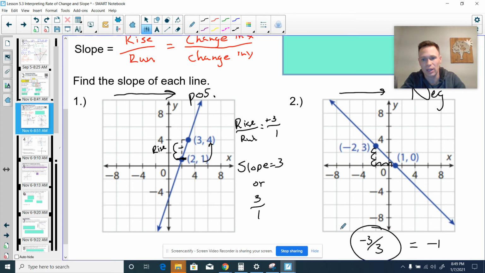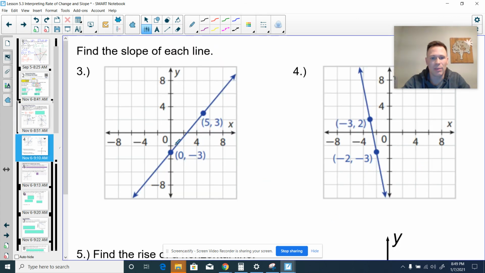So when we count on a graph, we count our rise going up or down. If it goes up, it's positive. If it goes down, it's negative. Generally, we count the run going to the right, okay? So applying the same thing to these two graphs here, you should try these on your own. So I'm going to pause a second, to give you a chance to pause the video and then check what I do.